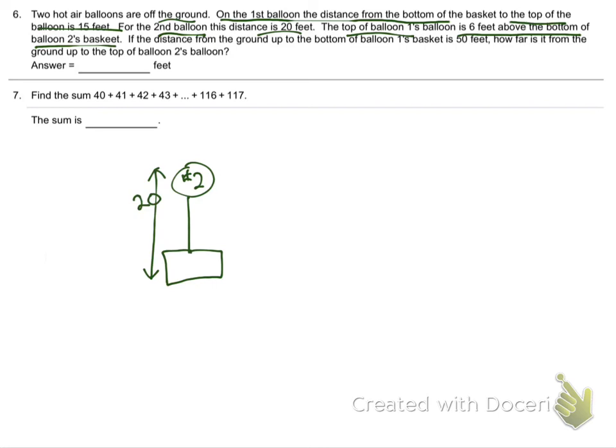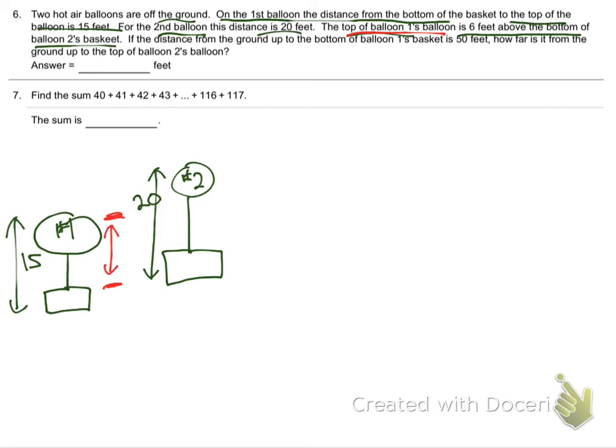So I'll move balloon 1 here. So here's balloon number 1. Doesn't really look like a balloon. The balloon's smaller than the basket, huh? Balloon number 1, and it was 15 feet top to bottom. And then they're telling me the top of balloon 1's balloon right there to the bottom of balloon 2's basket right there. So I use double-sided arrows and lines to be real clear. Is 6 feet. On 6 feet. Okay.